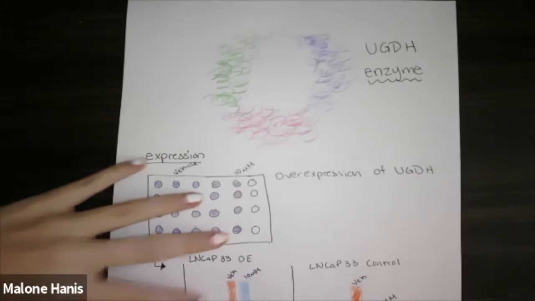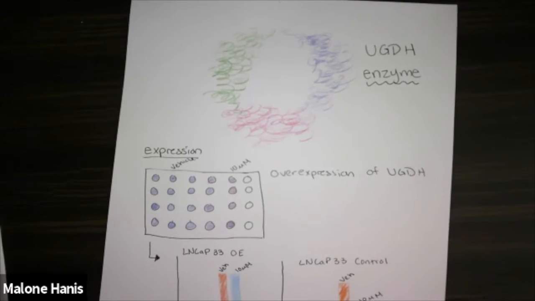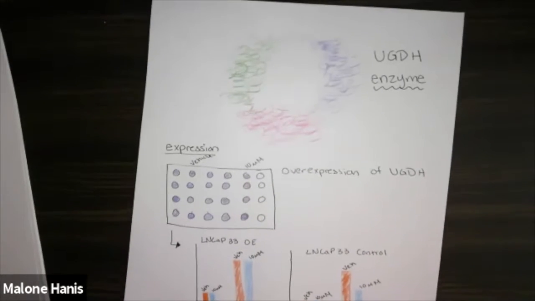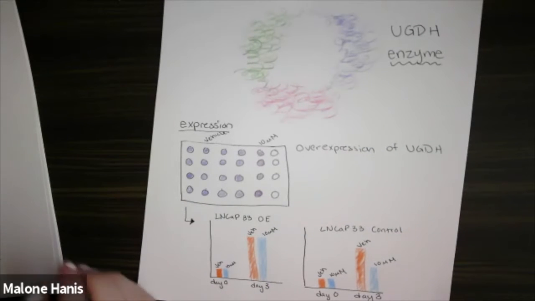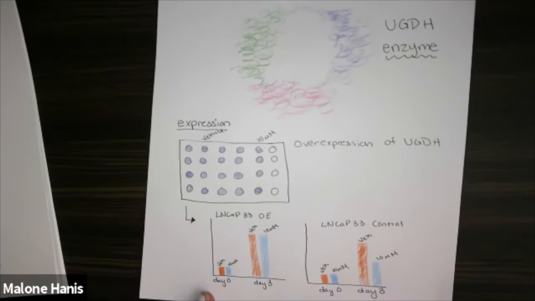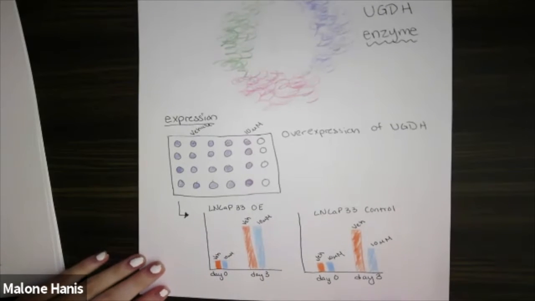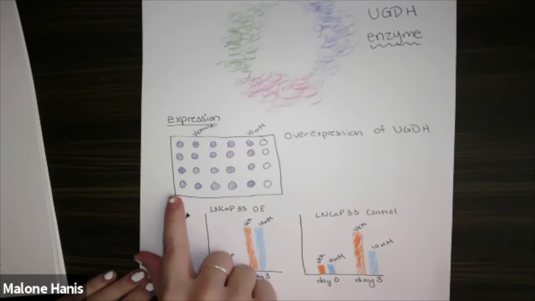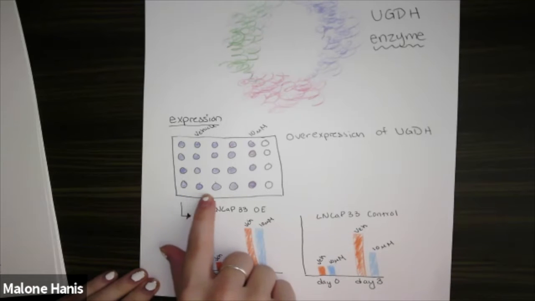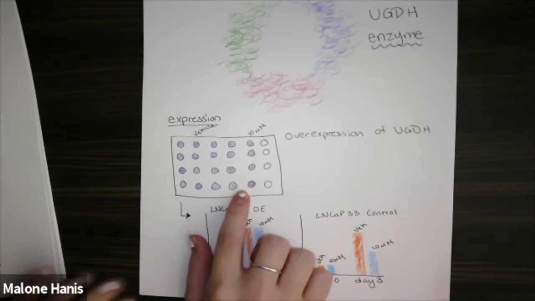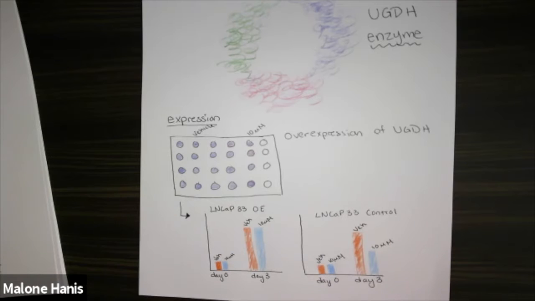Okay, here we have UGDH, which is a very important enzyme for my research lab. And we are trying to find a biological marker for castration-resistant prostate cancer. And so we're doing proliferation assays. And I don't know if you can tell, but as it goes along, it gets closer to purple, and that indicates the cell count. So we start out on day 0.